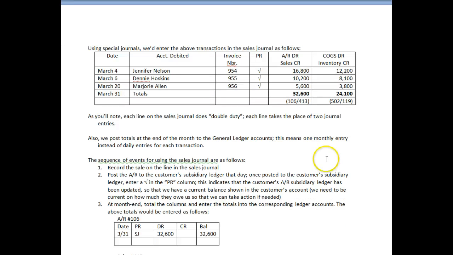I think it would be helpful to discuss some of how this is set up, because there are some items on the special journal I haven't yet talked about, and I think it would be helpful to understand the sequence of events for using the sales journal. So let's talk about that for a minute. First we record the sale on the line in the sales journal. This is what we've done here on March 4th for Jennifer Nelson. We've got the debit to AR, credit to sales for 16,800. We've got the COGS debit and the inventory credit for 12,200. We're just going to record those each time a transaction takes place on a daily basis.